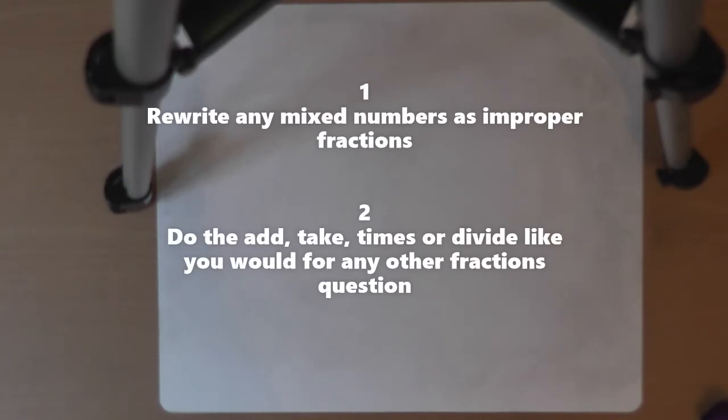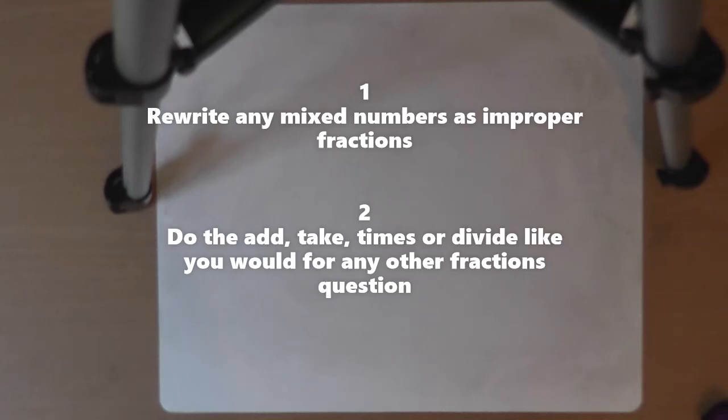Final thing you might be asked to do with mixed numbers is you might be asked to add, take, times or divide with them. The advice is going to be the same for each of those, add, take, times and divide. Step 1 is going to be rewrite any mixed numbers as improper fractions. That's all of them in the question, so that you are only dealing with fractions. And step 2 is to do the add, the take, the times or the divide as you would for any other type of those questions with fractions.